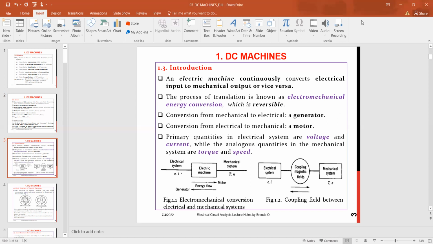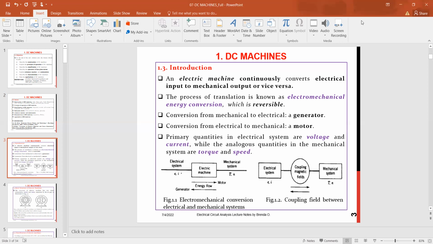That is, we have the voltage denoted by V or E as an EMF or as a potential difference. Then we have the current I. While the analogous quantities, the equivalent quantities of voltage and current in mechanical systems, are torque and speed. Torque denoted by T, speed denoted by N. So from our figure here, you can see we have electromechanical conversion, that is the electrical machine.